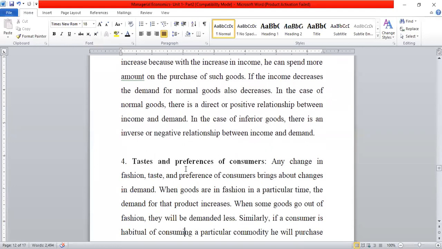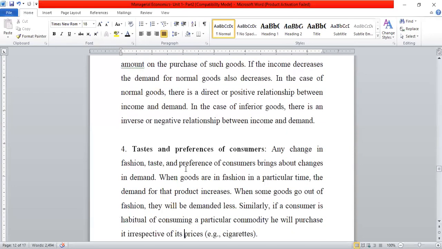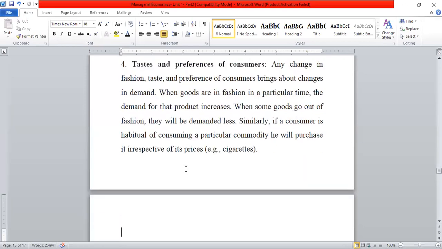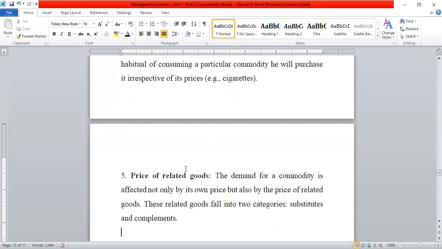Sometimes some goods are in trend or in fashion in a particular period of time. At that time, people are not bothered about the prices of that product, and they are ready to buy that product at any price. But if some goods go out of fashion, the demand will also be less. Similarly, if a consumer is habitual of consuming a particular commodity, he will purchase irrespective of its price, like cigarettes. And then price of related goods.